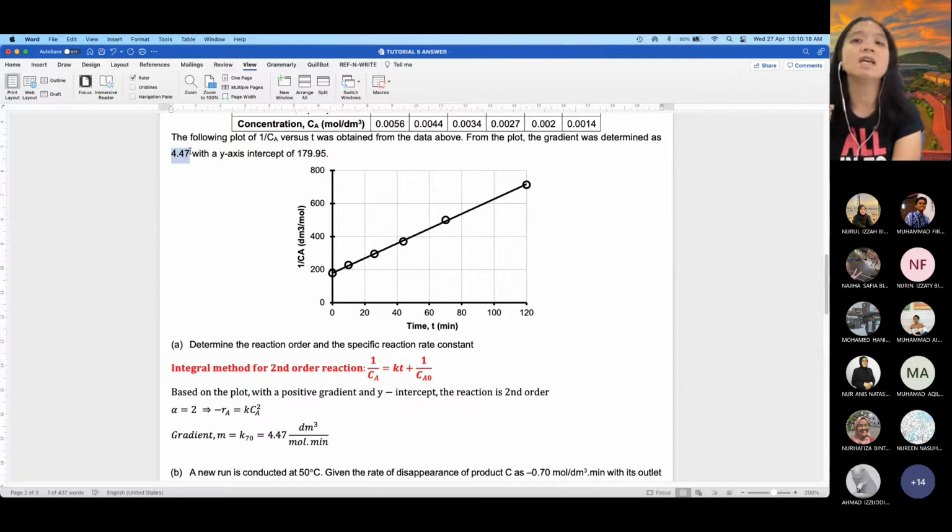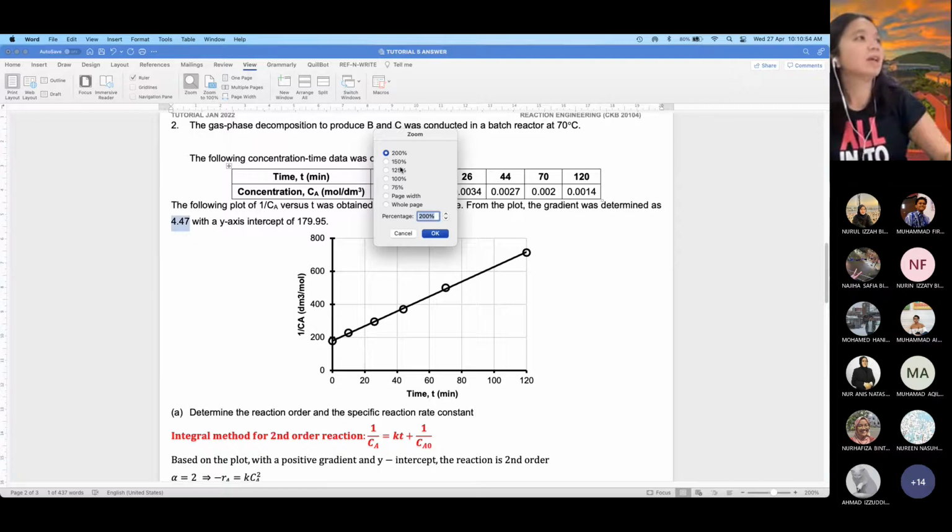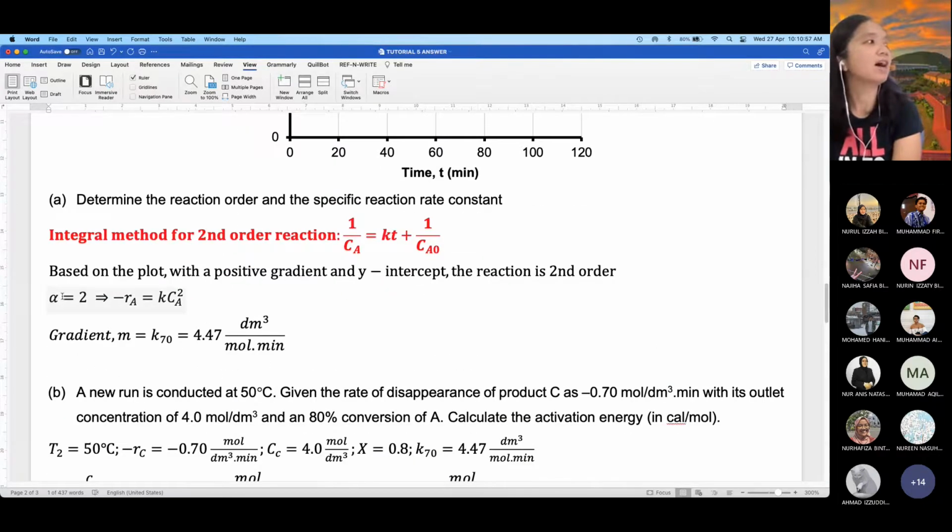The second requirement is that the plot must have a y-intercept. From what we learned, a second order reaction plot must have a y-intercept. Checking the plot, we do indeed have a y-intercept. So we can conclude that the plot fulfills the requirements of a second order plot. Hence, the reaction is second order with respect to A, and therefore alpha is 2.